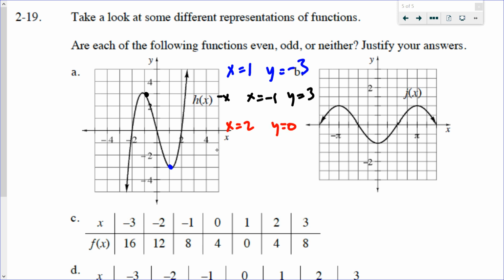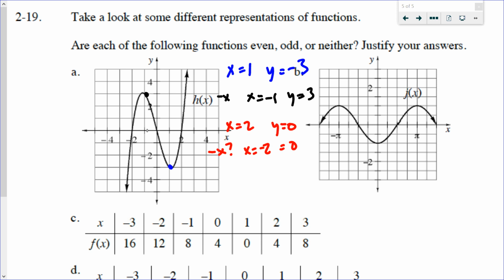Okay, so now I got to check for even or odd. What's a negative x? Well, when x is negative 2, what do I get? I get 0. Well, that doesn't help me out because that makes it look like it's an even. This makes it look like it's an odd. So we might have to try a couple more. 0 is always a tough output for that. What might be another good one?